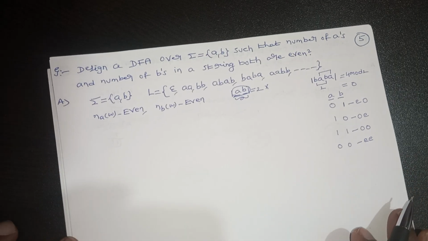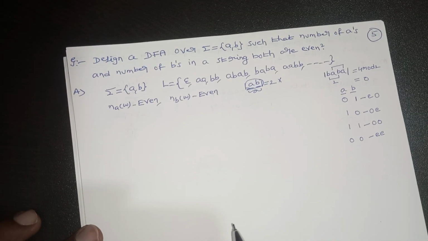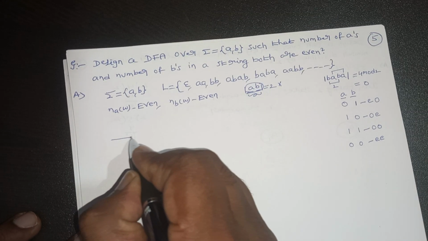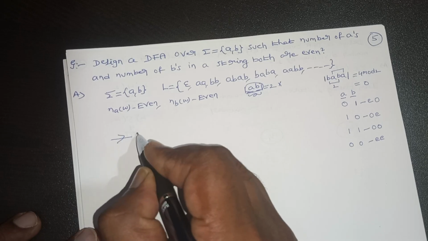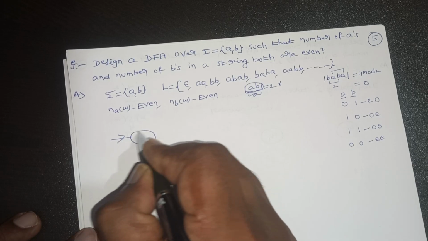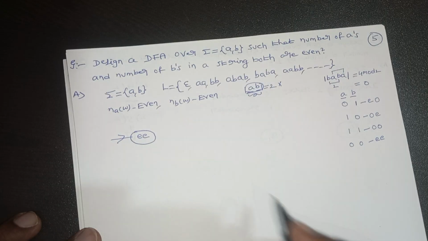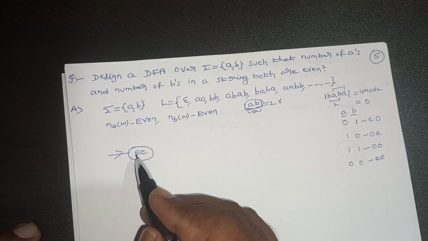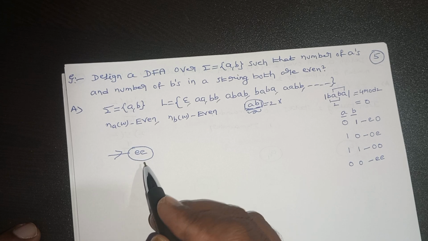Now you start. Always take the start state first. I am taking the state EE here. So when there is an epsilon in the language, the start state is the final state.